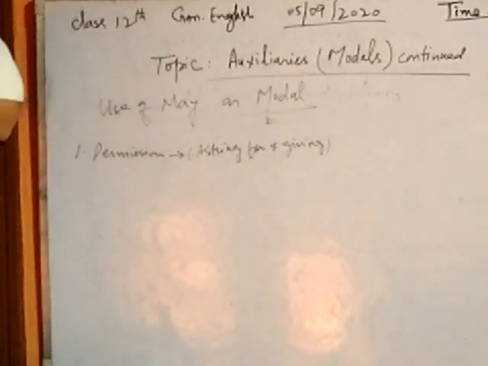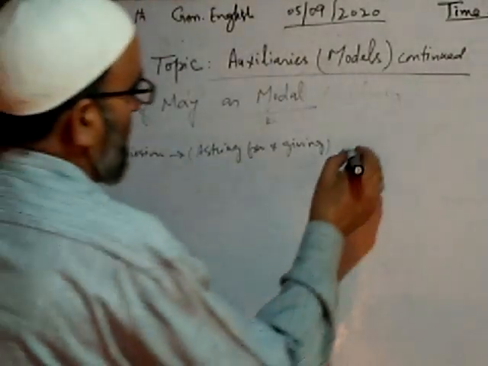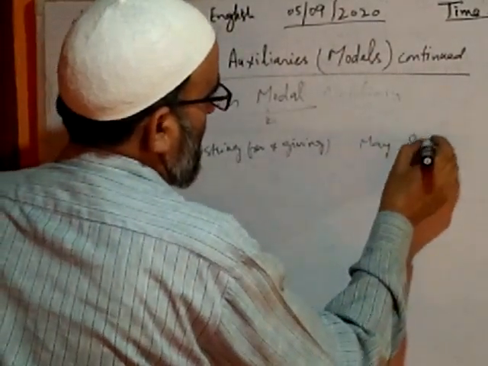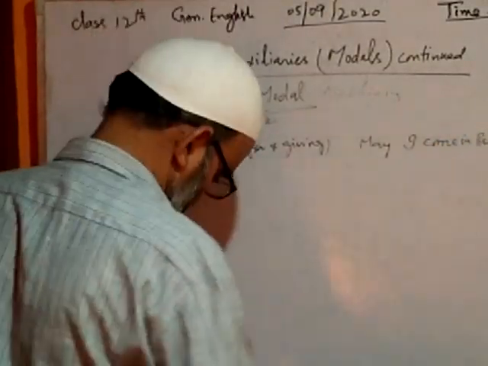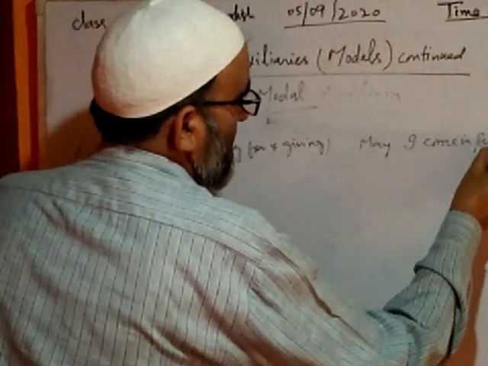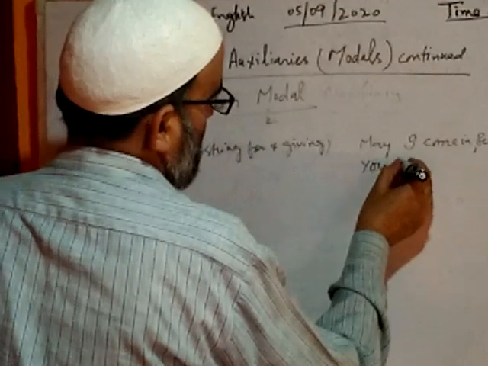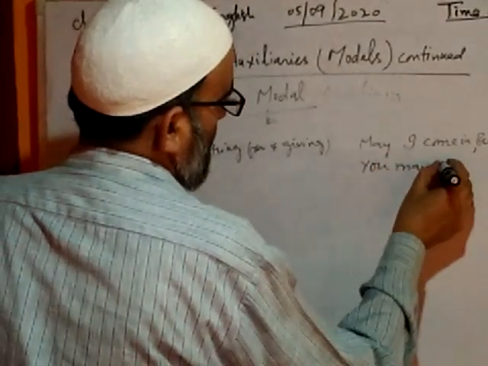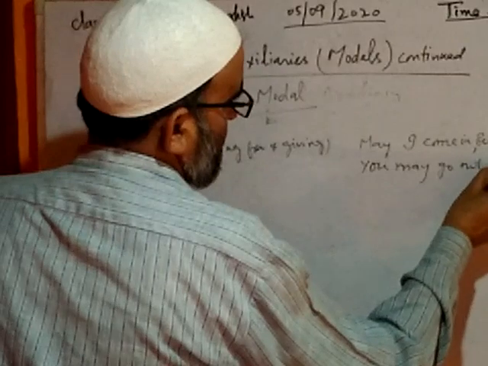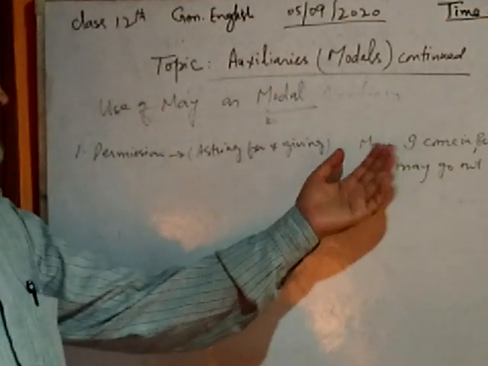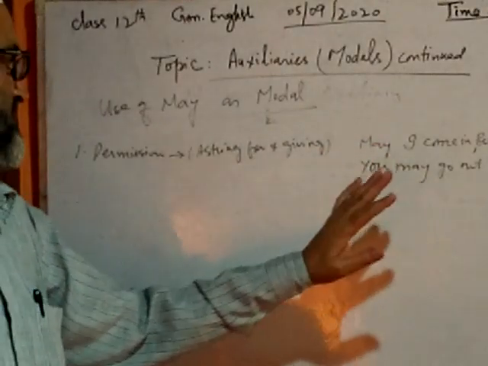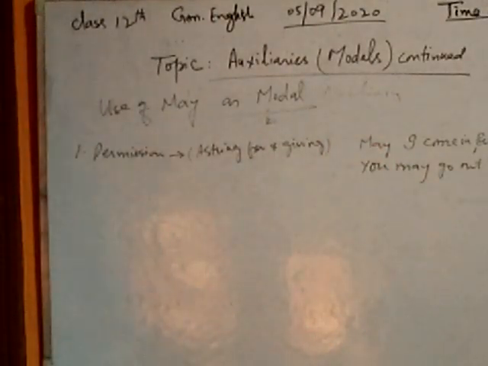May I come in, sir? You may go out now. May I come in, sir? That is asking permission. You may go out, that is giving permission. The second use of may as modal is possibility.